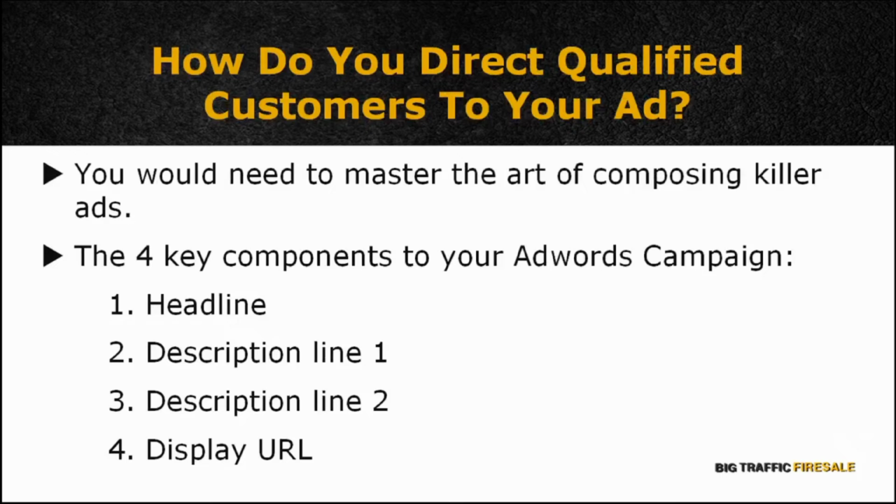Now, the question is, how do you direct the qualified customers to your ad? Well, you'd need to master the art of composing killer ads. There are 4 key components to your AdWords campaign: 1. Headline. 2. Description line 1. 3. Description line 2. 4. Display URL. Bear in mind that these components will either make you or break you.